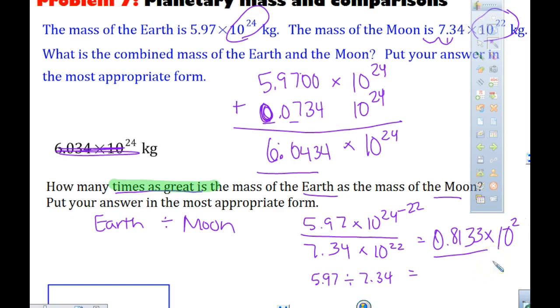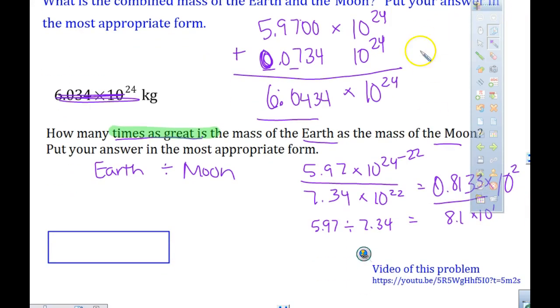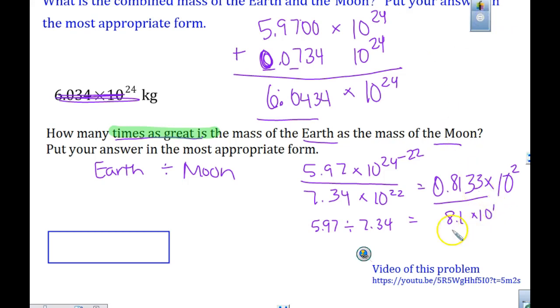This one, on the test, I do not want it in scientific notation. I don't want you to tell me it's 8.133 times 10 to the first. That is scientific notation, right? If I say how much bigger is the Earth's mass than the moon, I don't want you to say, oh, it's 8.1 times 10 to the first. This would be what in standard form? 81 times, so the Earth's mass is 81 times the mass of the moon.